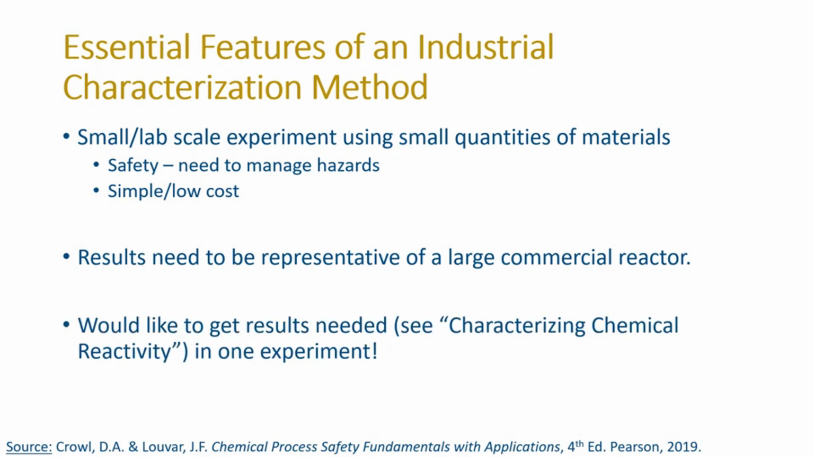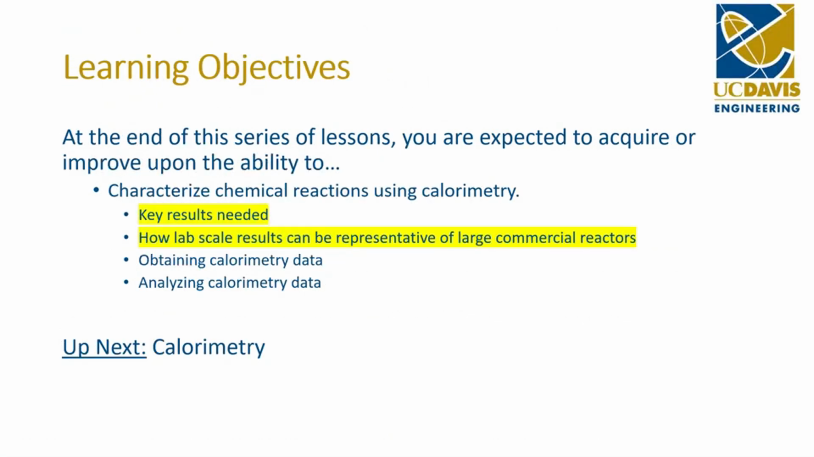A final essential feature of an industrial characterization method is that we like to get the results we need, which are in part the answers to the questions that we saw earlier on in this presentation, in one experiment. As we move on in this series of lessons, we're going to appreciate calorimetry studies as a way to get these results. In this lesson, we talked about the key results that are needed to characterize chemical reactivity and how lab-scale results can be representative of large commercial reactors. In our next lesson, we'll talk about what calorimetry is and how we can obtain calorimetry data.